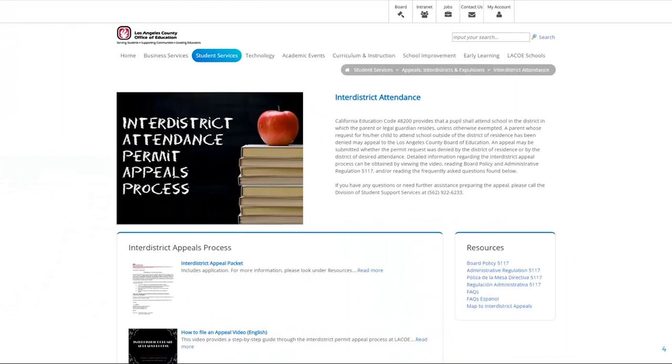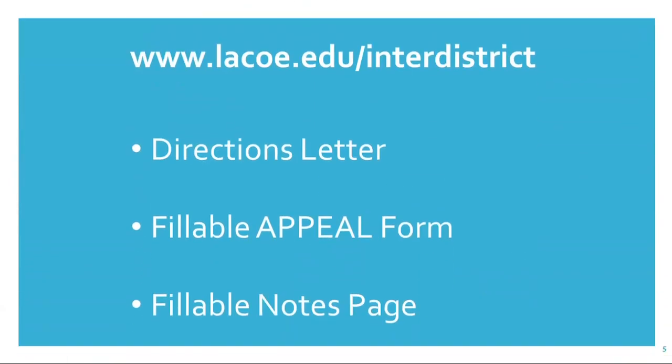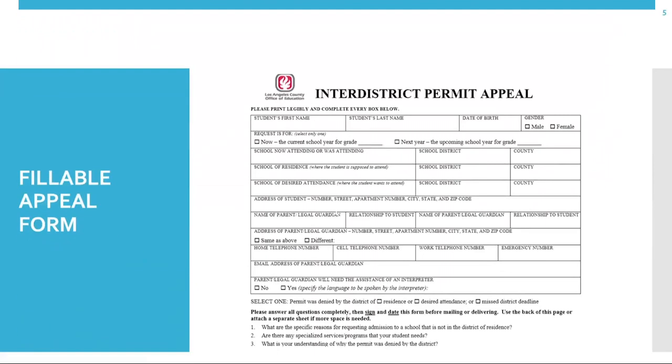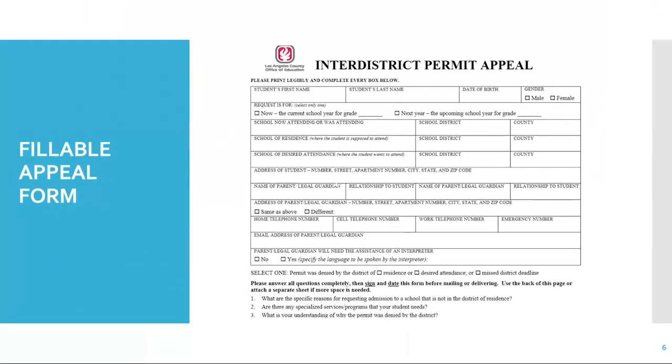Here is our web page. Select the Interdistrict Appeal Packet to open 3 pages: a letter describing the process in detail, including office hours and deadlines, plus 2 digital fillable forms. We accept either typed or handwritten documents. Now let's go over the form itself.